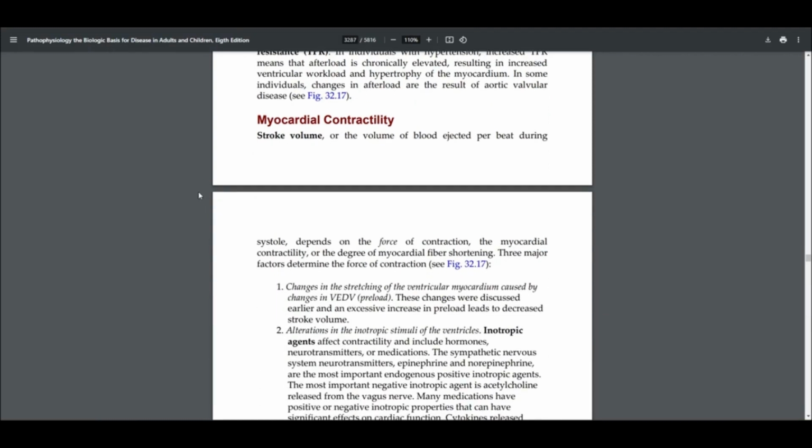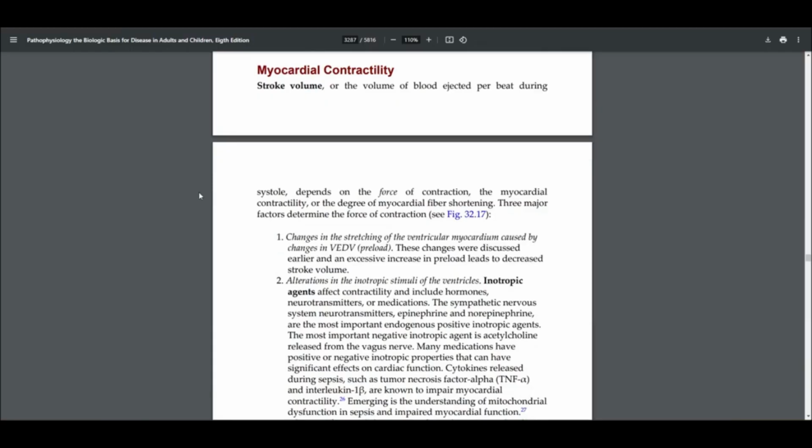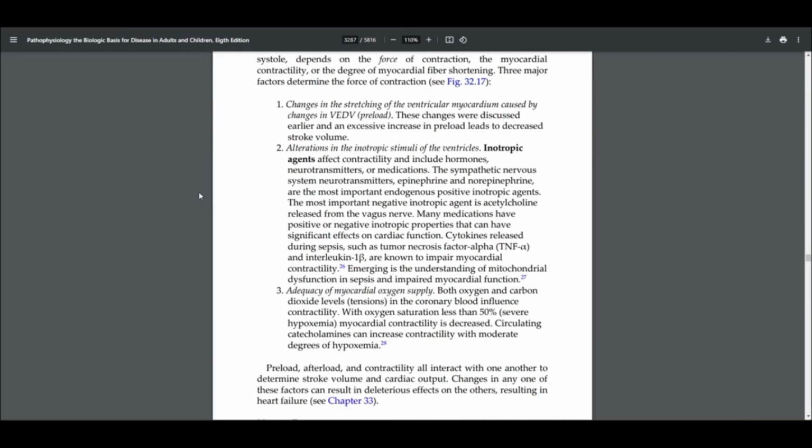It all makes sense. Myocardial contractility: your stroke volume, or the volume of blood ejected per beat during systole, depends on the force of contraction, or the degree of myocardial fiber shortening. Three major factors determine the force of contraction. First, changes in the stretching of the ventricular myocardium caused by changes in the VEDV, or preload. These changes were discussed earlier, and an excessive increase in preload leads to decreased stroke volume.